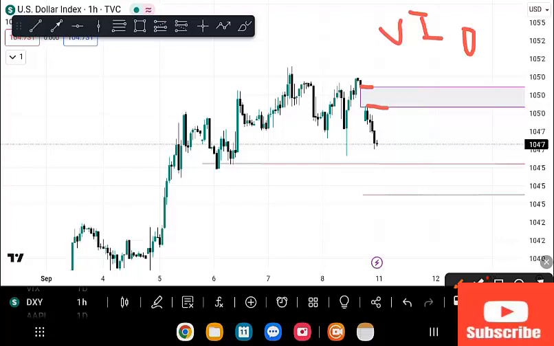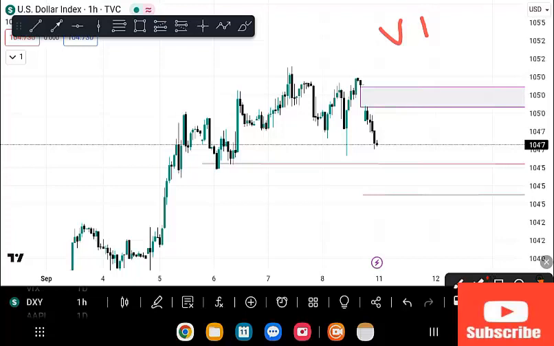Fair value gap will need 3 candles to note out. Volume imbalance will need at least 2 candles to note out. So you can see this market opened right there and then it jumped like a gap, right? So that's the volume imbalance, and it works like a fair value gap. It will magnet price to itself to fill it up before it continues. In the same way, a fair value gap will fill up, right?